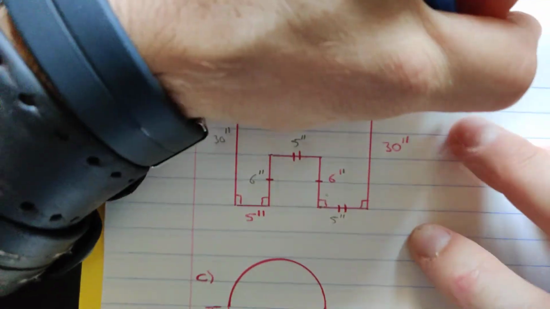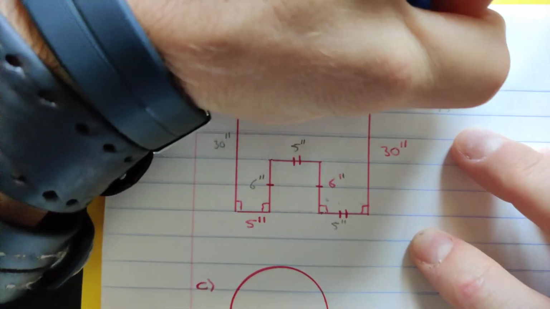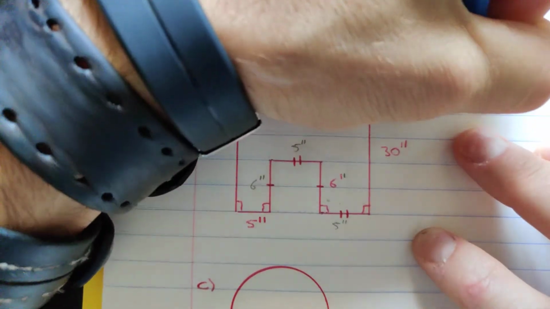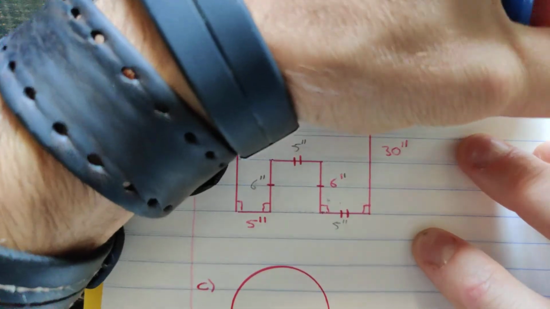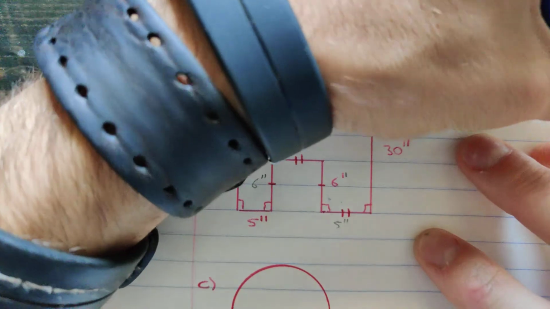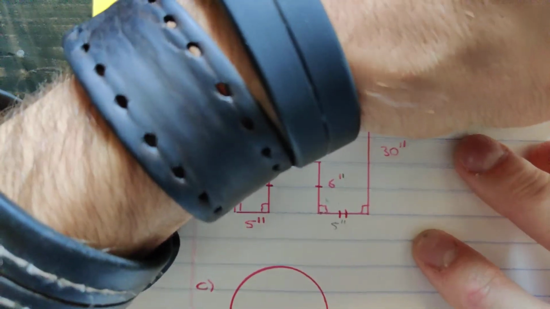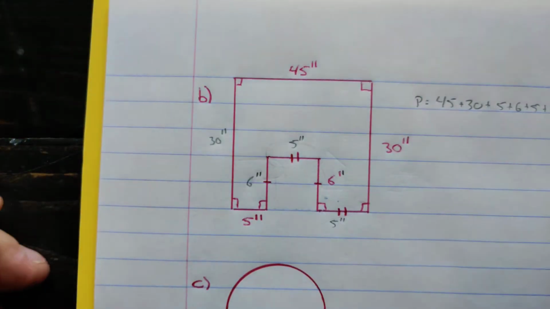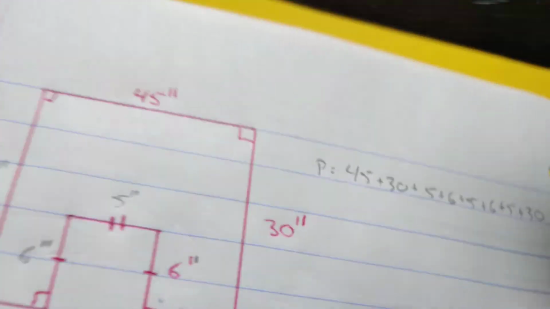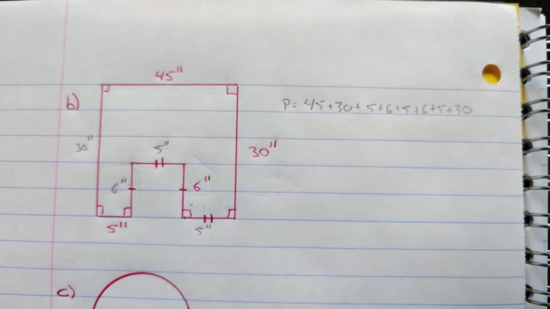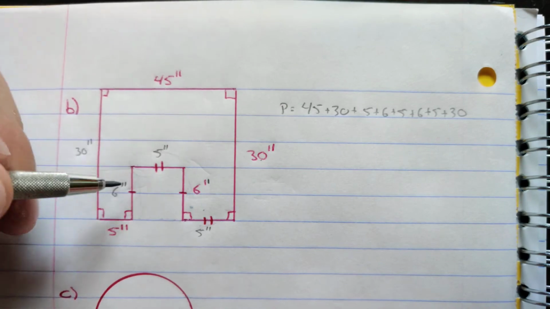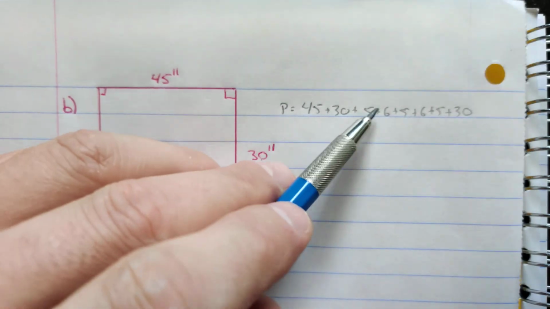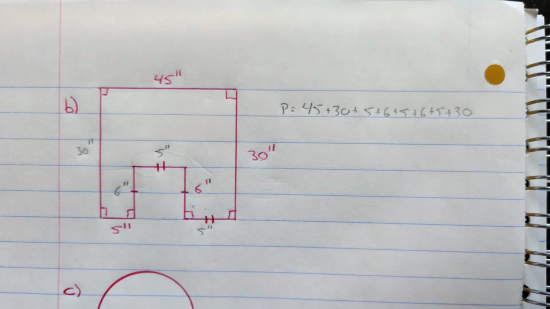We have 45. Perimeter equals 45 plus 30 plus 5 plus 6 plus 5 plus 6 plus 5 plus 30. So we add up all those numbers. Okay, make sure you got them all. Count them, double check. 1, 2, 3, 4, 5, 6, 7, 8. 1, 2, 3, 4, 5, 6, 7. I got them all. Great.